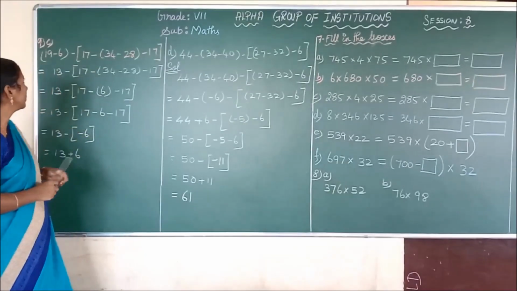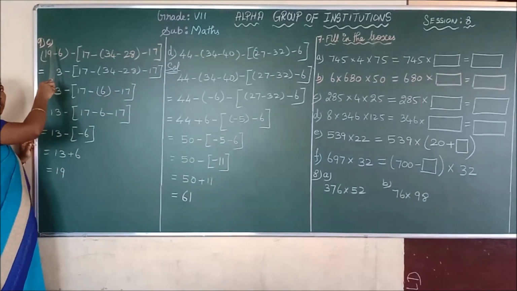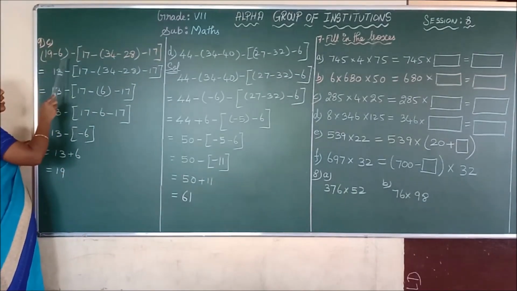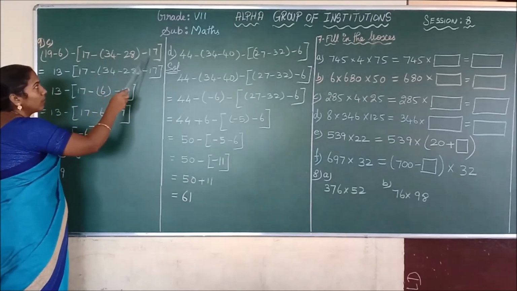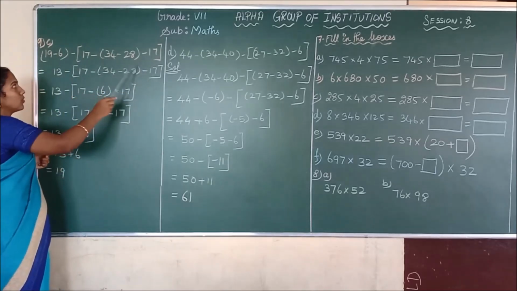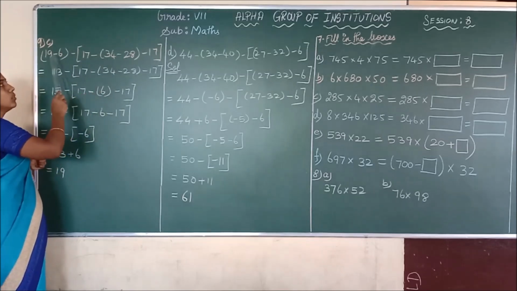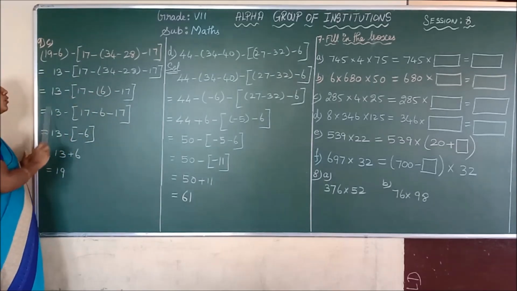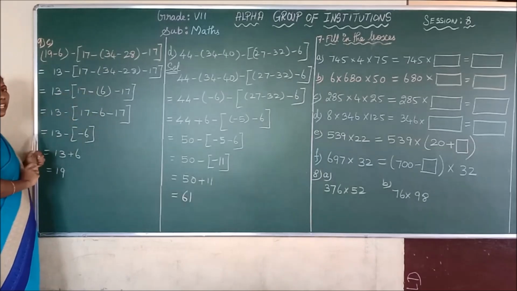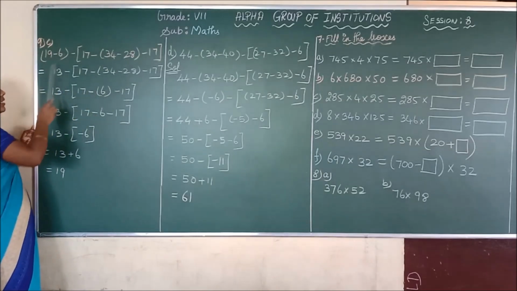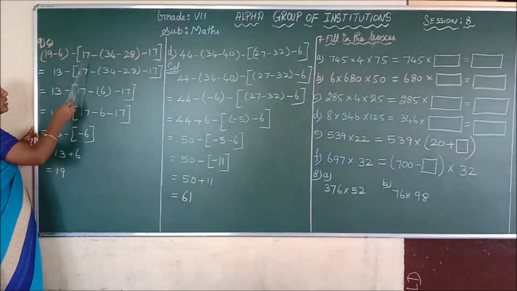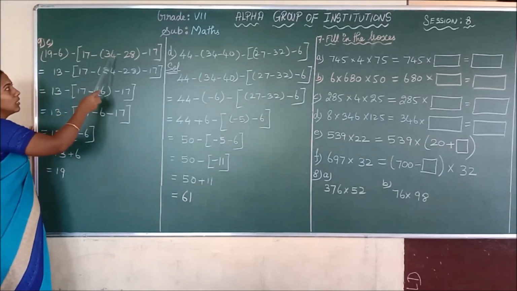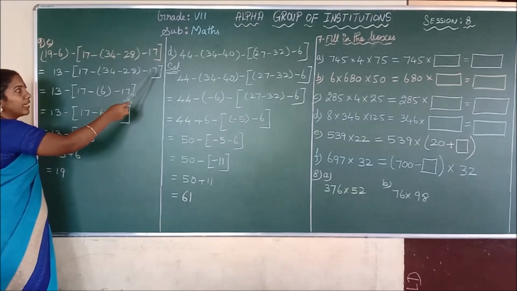Next children, we are going to see ninth sum subdivision C. 19 minus 6 minus 17 minus 34 minus 28 minus 17. In this question, we have square bracket and two simple bracket. At first, we are going to evaluate the two simple bracket first. Okay. 19 minus 6. What is your answer? 13. That is minus 13 minus 17 minus of 34 minus 28 minus 17.